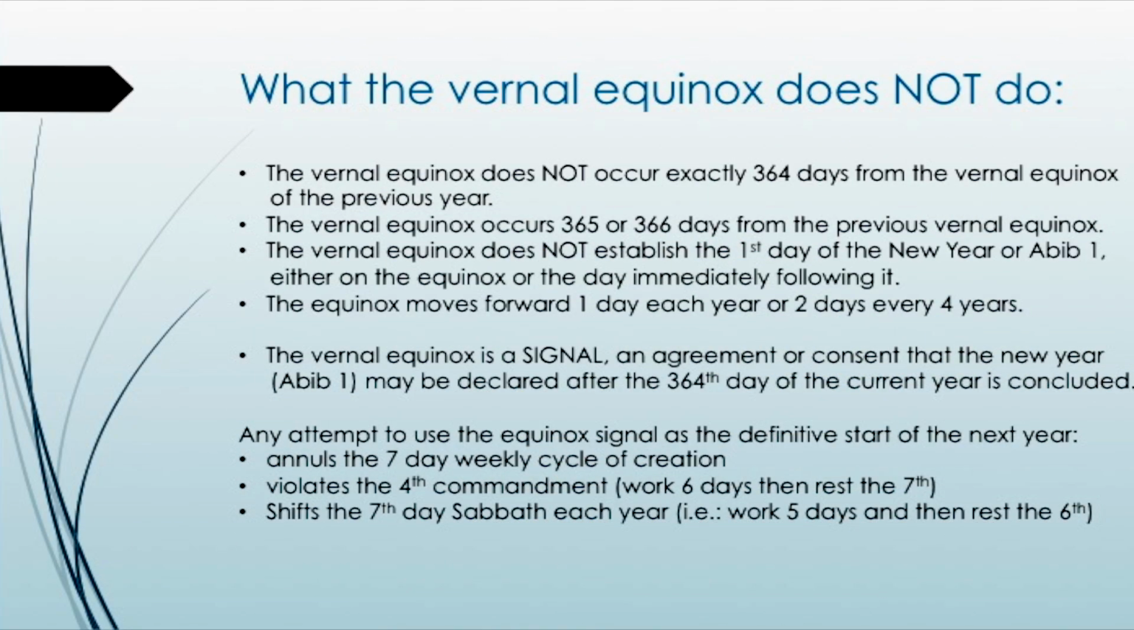Now, what the vernal equinox does not do, the vernal equinox does not occur exactly 364 days from the vernal equinox of the previous year. We just talked about that. The vernal equinox occurs 365 or 366 days from the previous vernal equinox. The vernal equinox does not establish the first day of the new year or Abib 1, either on the equinox itself or on the day immediately following it.